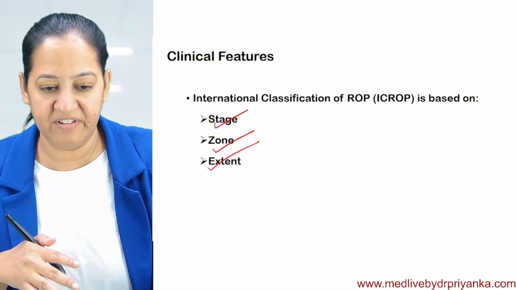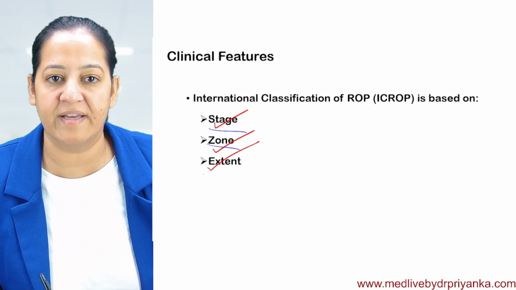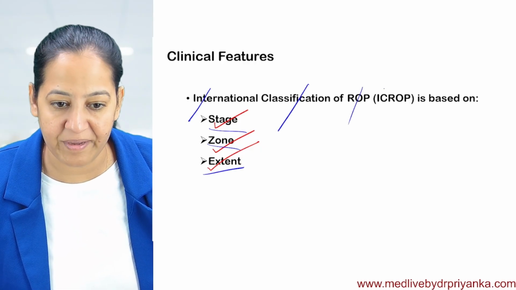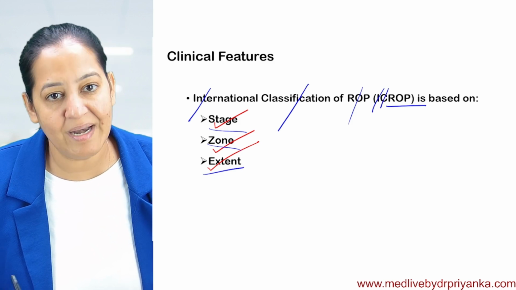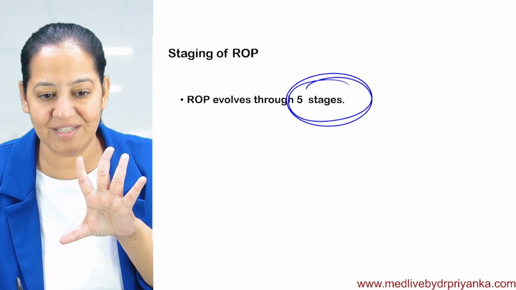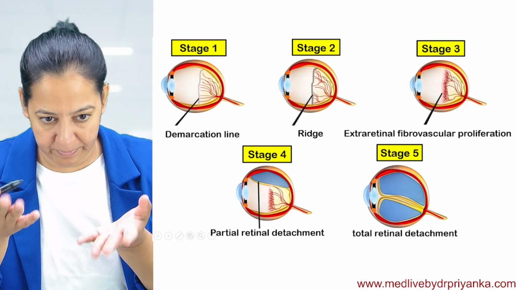This complete clinical feature classification, the stage, zone, and extent, is given by the International Classification of ROP. It is known as ICROP, International Classification of ROP. So let's start with the stage. What are the stages? There are 5 stages in ROP. Let me tell you the 5 stages of ROP. They are in front of you.